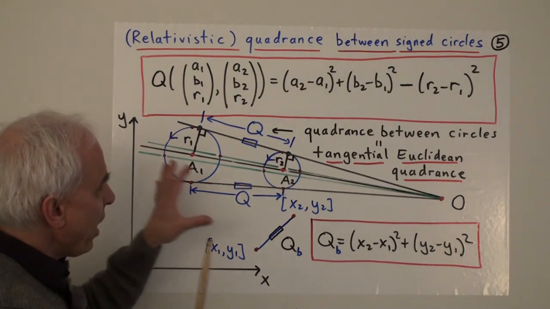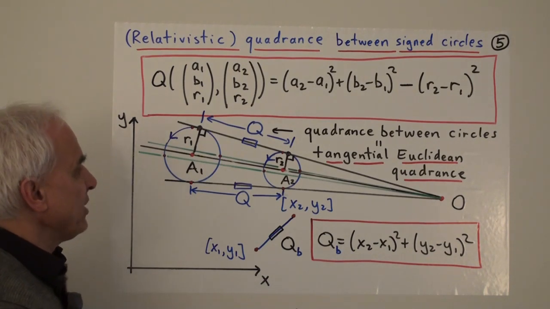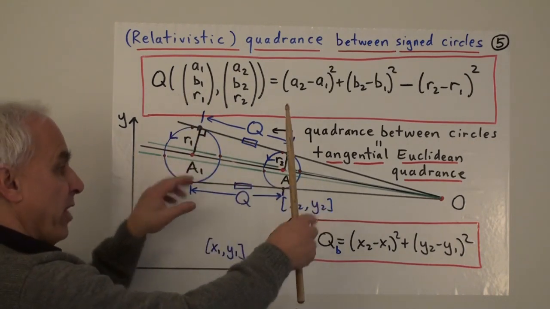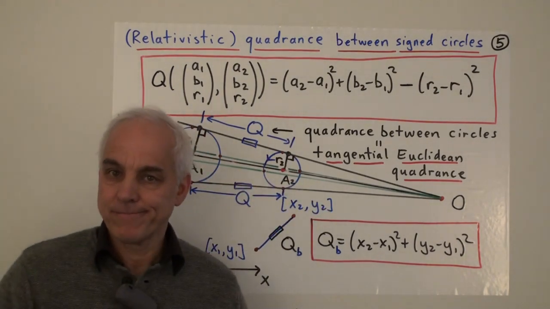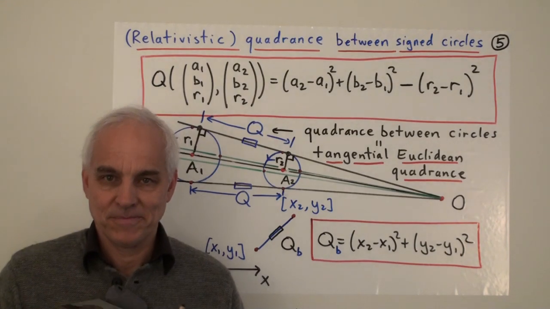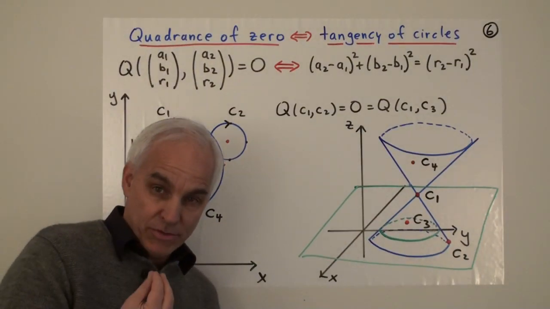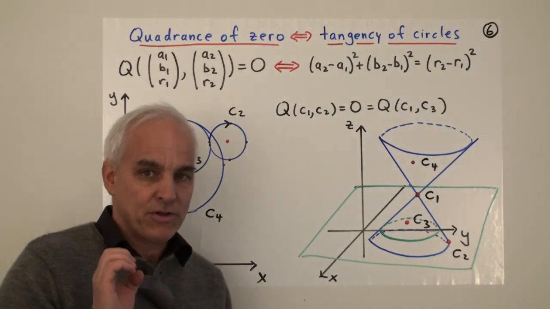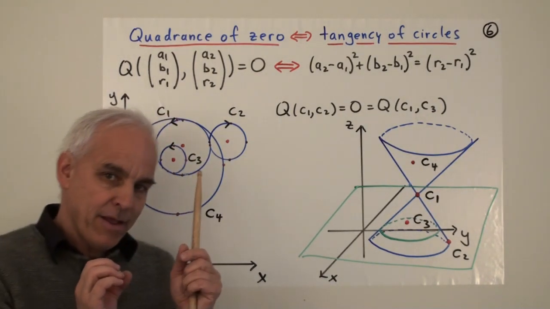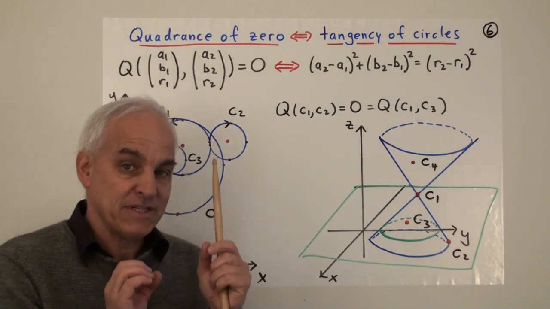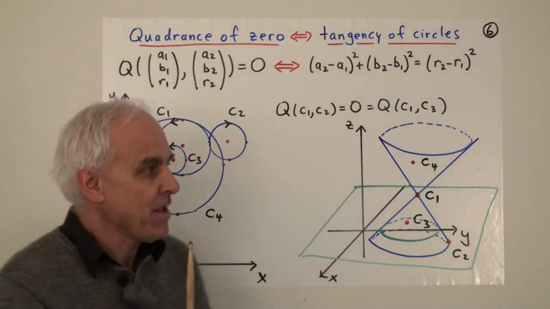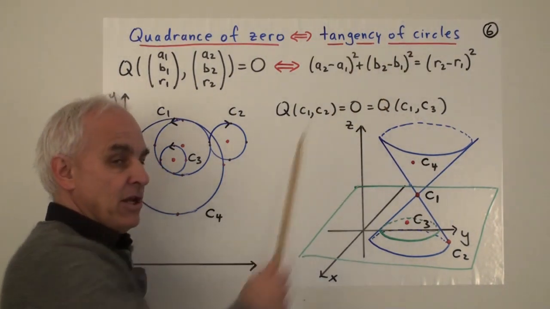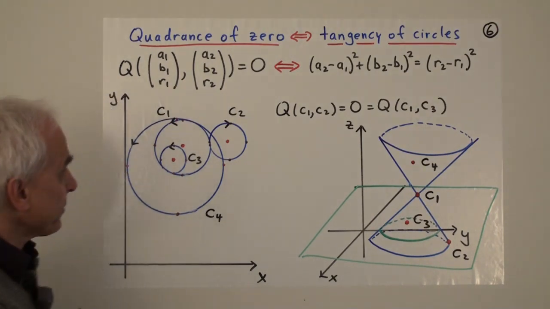All right, so this is one possible interpretation of the quadrants between sine circles in the situation where we have the circles sort of being separated, where there is a common visible tangent to them. In this relativistic geometry, with the quadrants that we've defined, a very important situation is when two circles have quadrants of 0 between them. That has an important geometrical significance. It corresponds to tangency of the two sine circles.